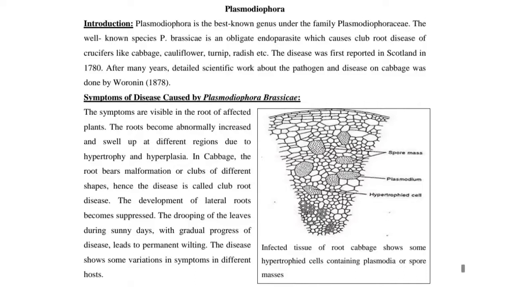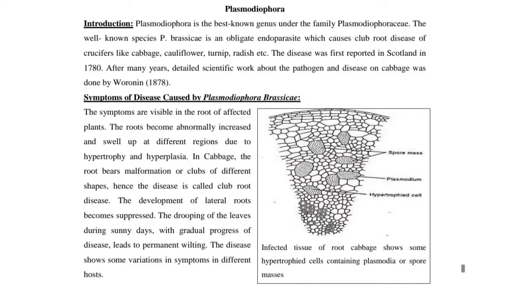Symptoms of disease caused by Plasmodiophora brassicae. The symptoms are visible in the root of affected plants. The roots become abnormally enlarged and swell up at different regions due to hypertrophy and hyperplasia. In cabbage, the root bears malformations or clubs of different shapes, hence the disease is called club root disease. The development of lateral roots becomes suppressed.